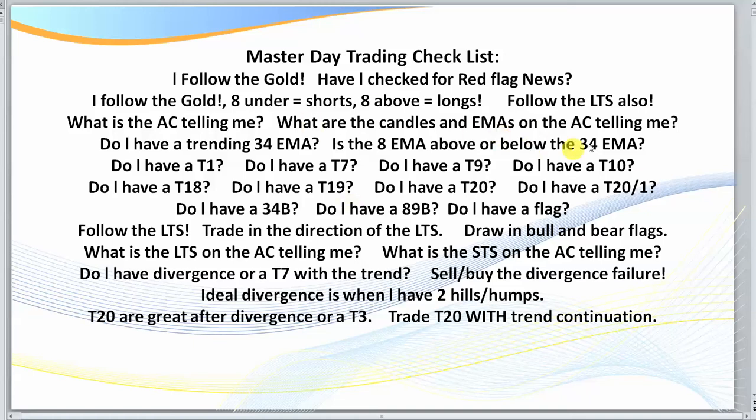What are the candles and EMAs on the anchor chart telling me? You've got to follow the long-term stochastic, which I'm going to be showing you in a moment. Do I have a trending 34 EMA? Of course, if you're trading 34 bounces and any trend trades and flags, which we're going to talk about in a moment, we want to make sure that we've got that trending. Is the 8 EMA above or below? I'm just repeating that from the point above.